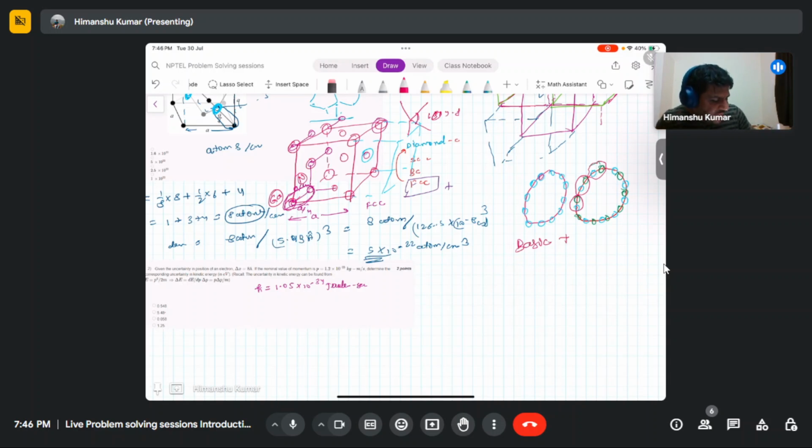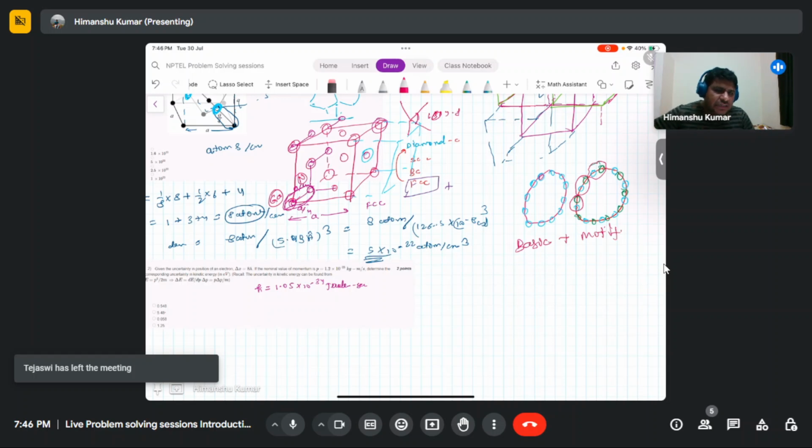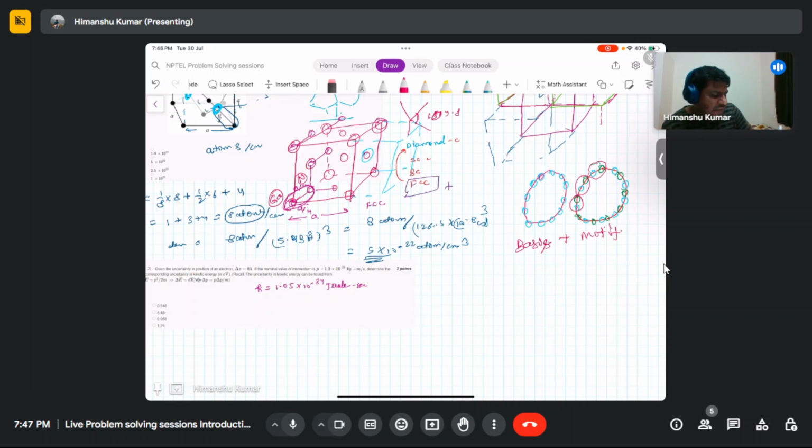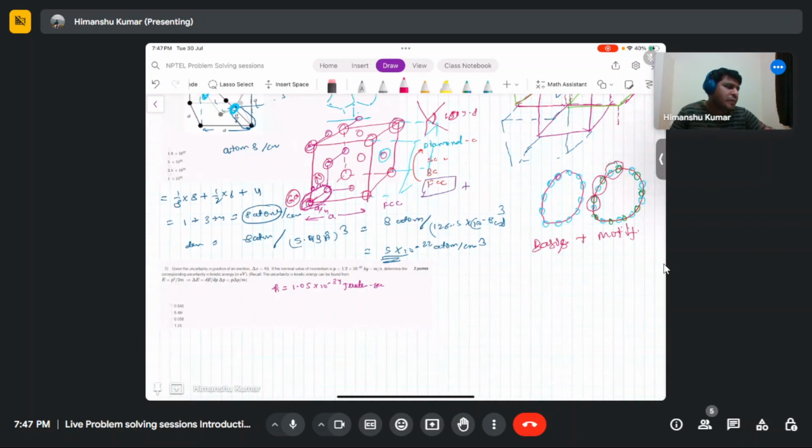So basis plus motif. The basic structure of your garland is your basis, plus whatever atoms you are putting, that is, whatever beads you are putting, that is your motif. So basis plus motif forms your crystal. Okay, is there any confusion, or should we move to the next problem?